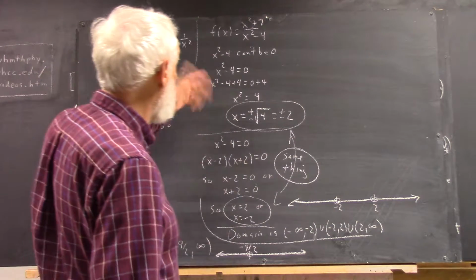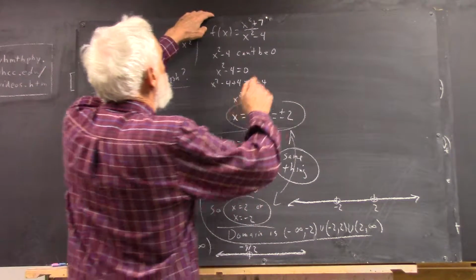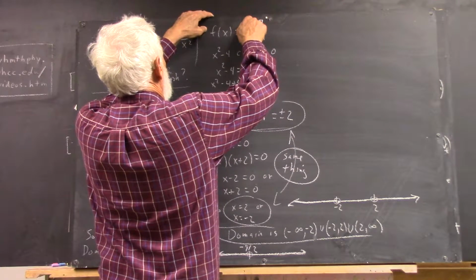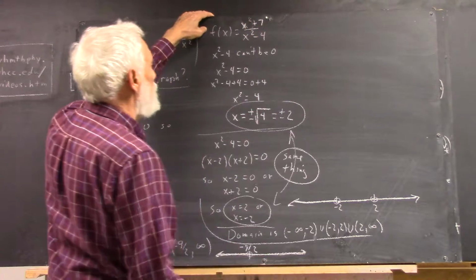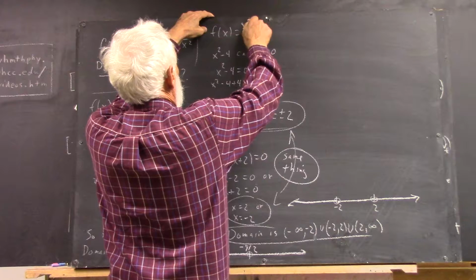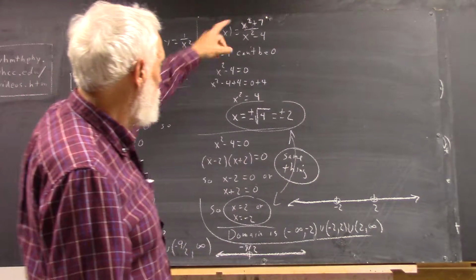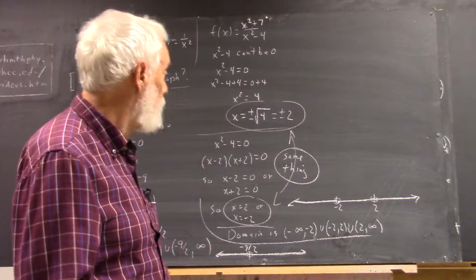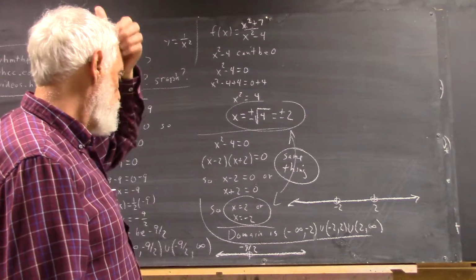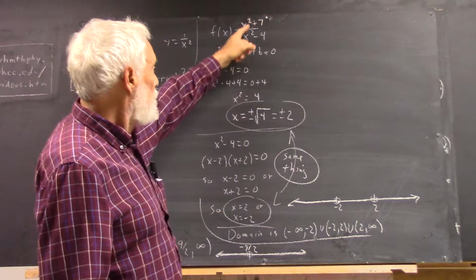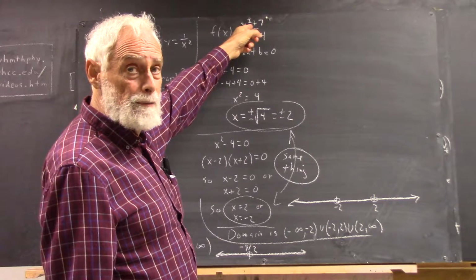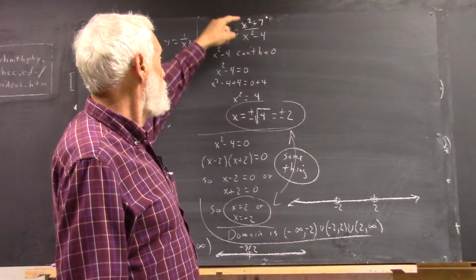Okay, we looked at another example. And originally I just had 1 over x squared minus 4 to emphasize it, but now we look at x squared plus 7 over x squared minus 4. It doesn't matter. It doesn't really matter what the numerator is. Look at some.